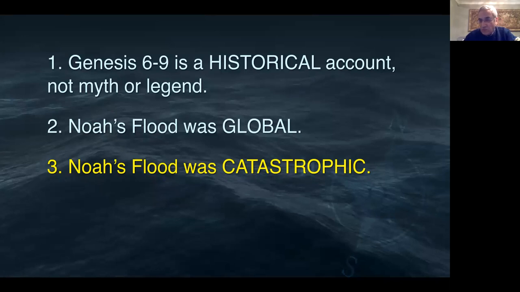Right, so what we want to concentrate upon is that Genesis 6-9 is a historical account. It is not a myth or legend. That is very important to understand. And Noah's flood was global. Noah's flood was catastrophic. That means it caused damage, it caused change of formation of mountains, because the tectonic plates hit each other and formed these big high mountains. So it is an important understanding of the idea of creation and how we can understand the world we live in by understanding Noah's flood.